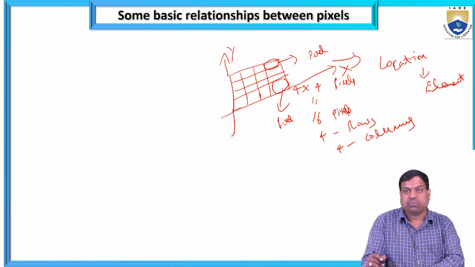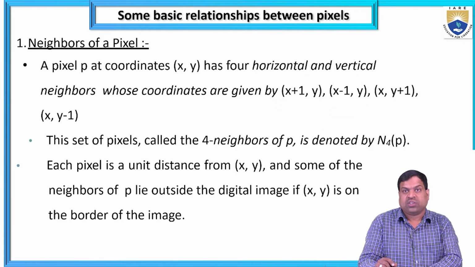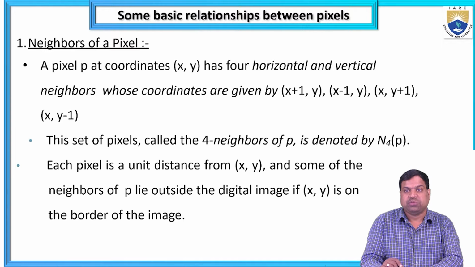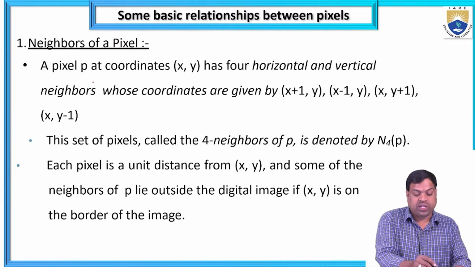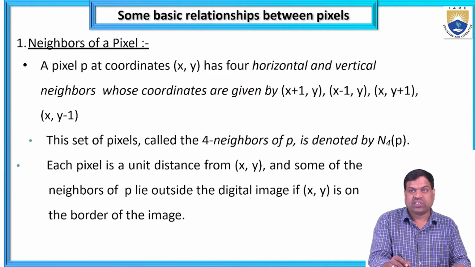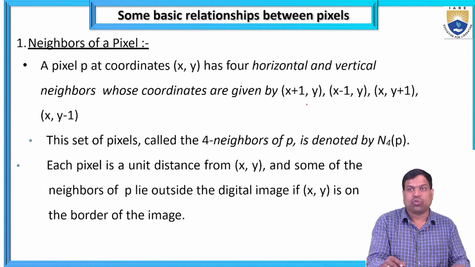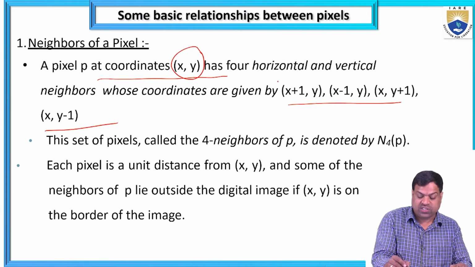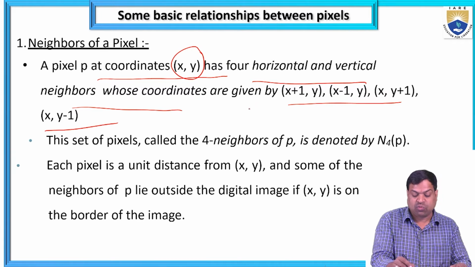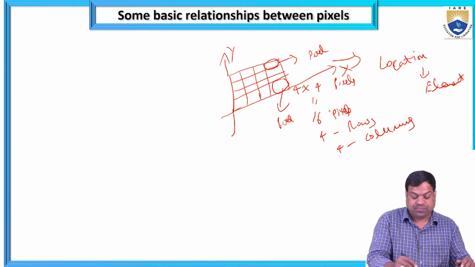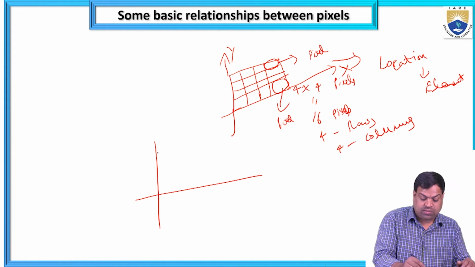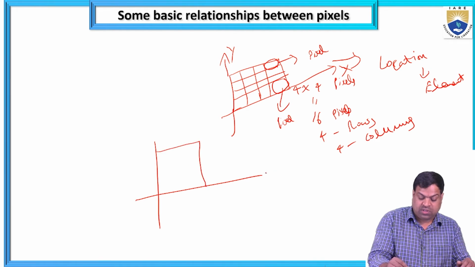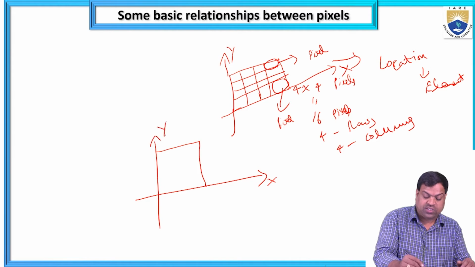After that we are going to some basic relationships between the pixels. Suppose I take a pixel p at the coordinates x, y. It has 4 horizontal and vertical neighbors whose coordinates are given by x plus 1, y; x minus 1, y; x, y plus 1; x, y minus 1. This is the x-axis and this is the y-axis.